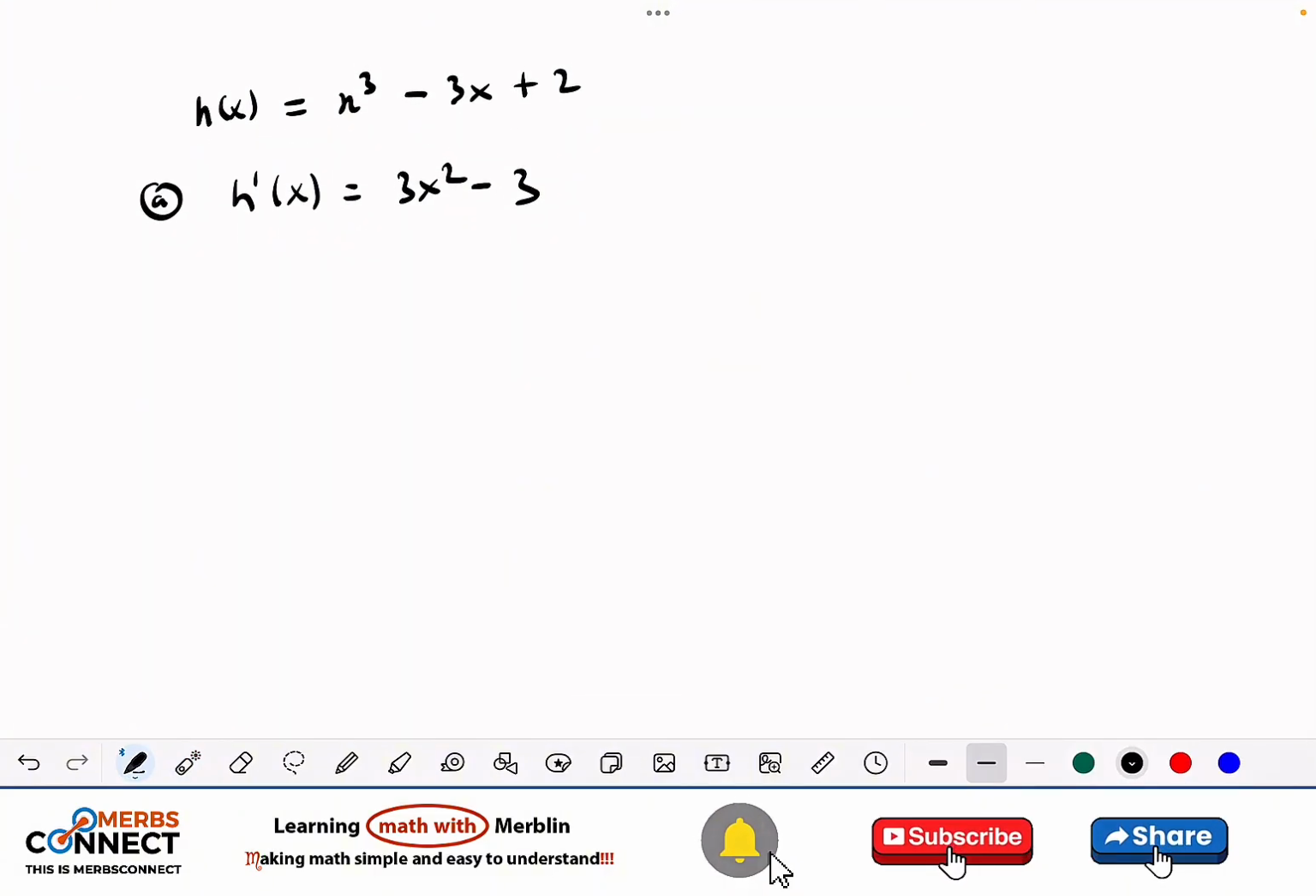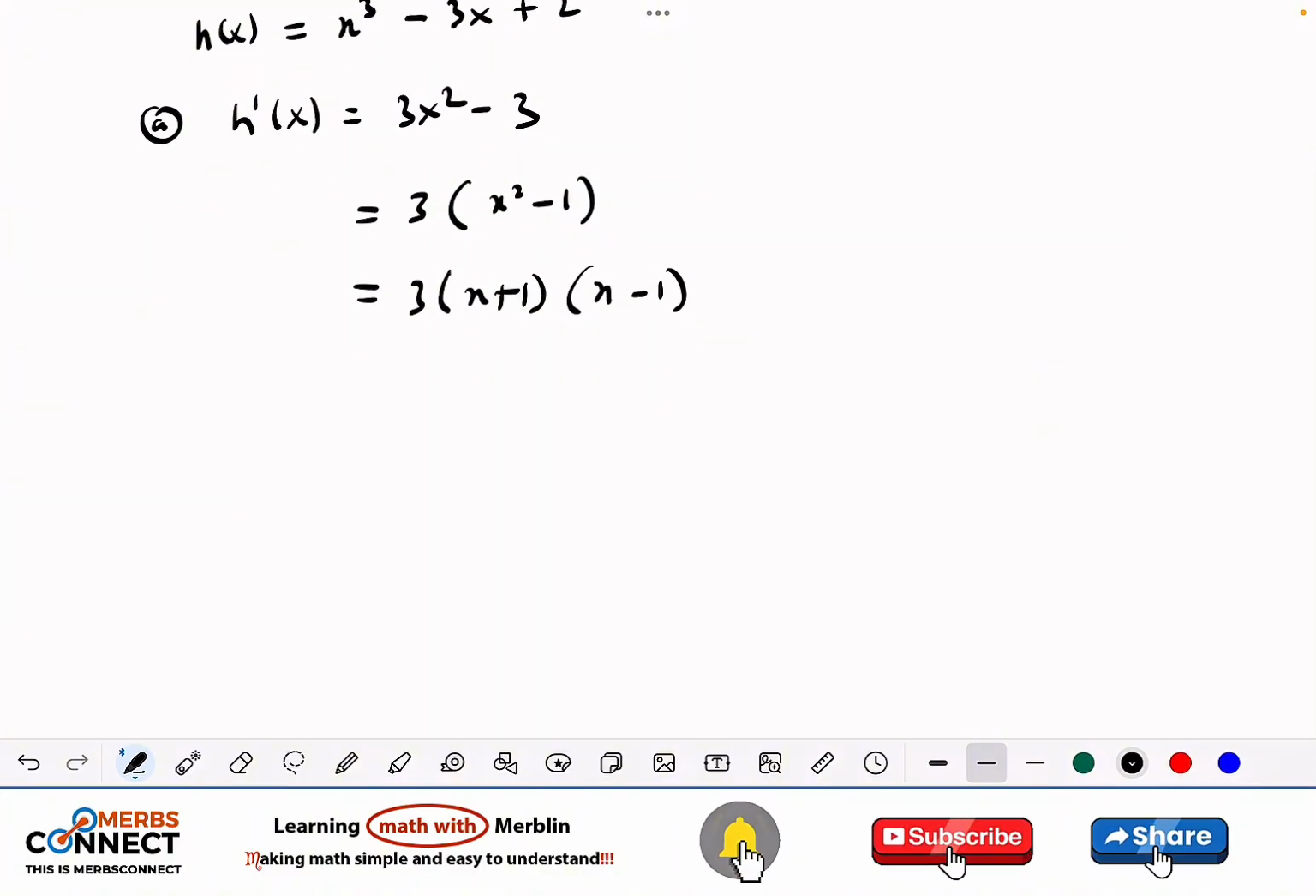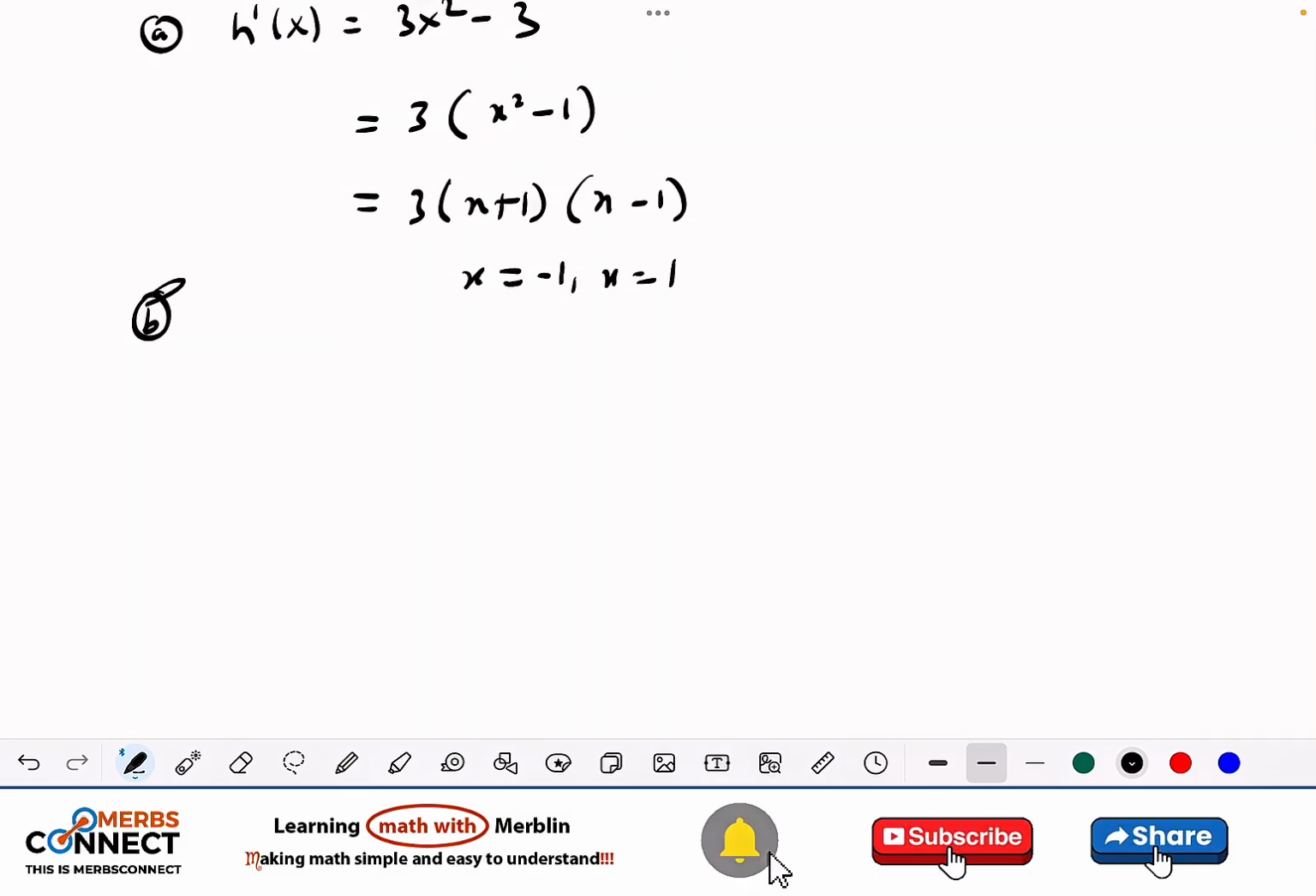So let's set this one to 0, 3x squared minus 3. So let me just still do it here. I'll pick 3 out, x squared minus 1. So let me continue the f prime. This is a difference of two squares. So I'm going to have 3 times x plus 1 times x minus 1. So when I get to B, it's not difficult for me to see that the critical values are when x is equal to minus 1 and when x is equal to 1.